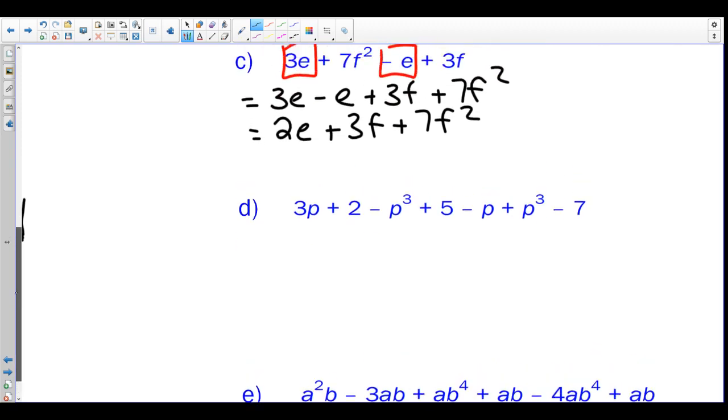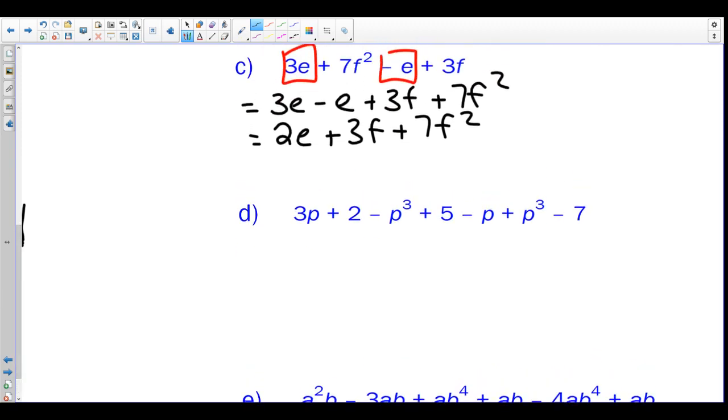And with that, we're off to our second last question of the day. So again, where are those like terms? We have 3p and negative p. We have positive 2, positive 5, minus 7. And we have negative p cubed and positive p cubed. So we have 3 sets of like terms.